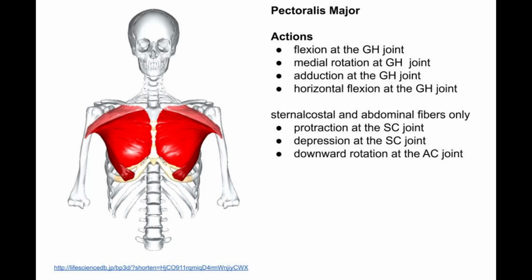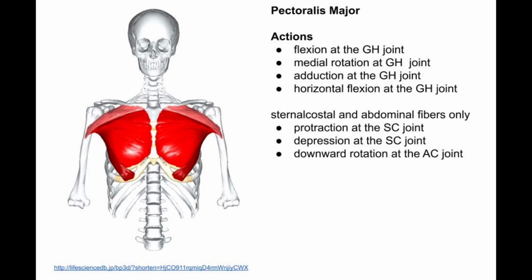So once the arm is flexed or abducted to 90 degrees, the entire pectoralis major can pull medially within the transverse plane of the body, which is horizontal flexion or horizontal adduction.